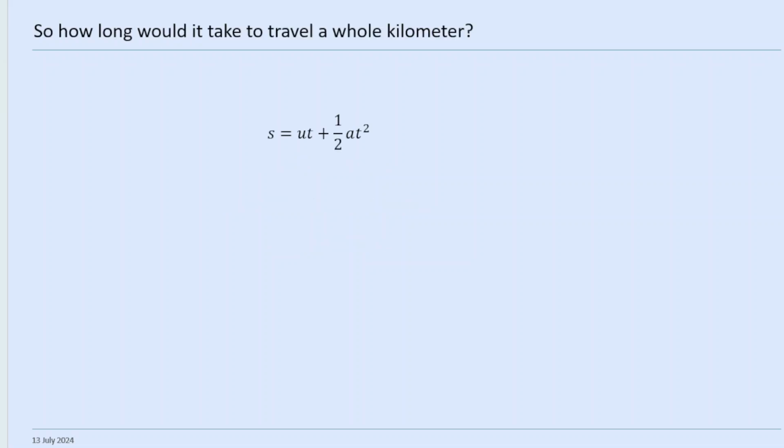It's really quick. And just out of interest, how long would it take to travel a whole kilometer? If you released a lift, or indeed any object, in free fall, how long does it take to travel a kilometer? So here we use the same formula, s equals ut plus a half at squared, but in this case s is 1,000. So 1,000 equals 0 plus a half gt squared, times both sides by 2. 2,000 equals 9.81 t squared. t squared equals 203.9. Square root of that is about 14.